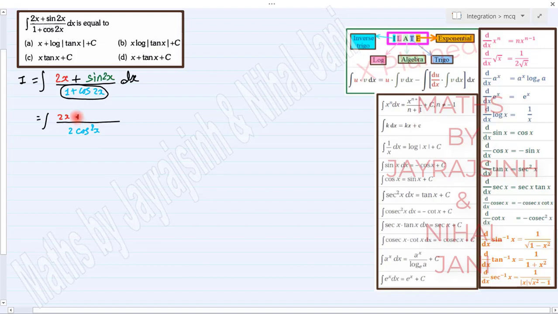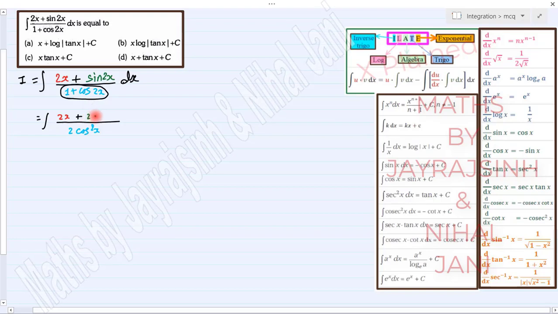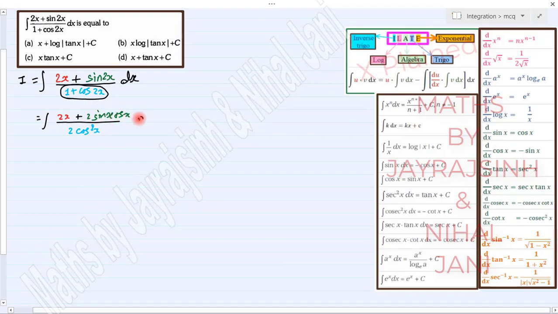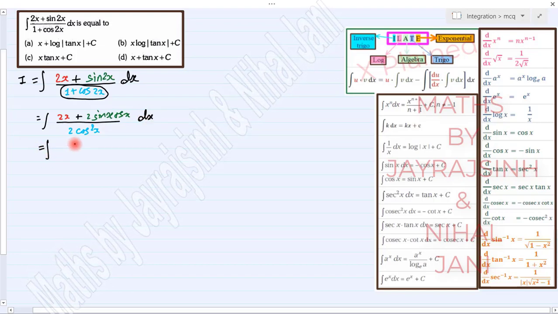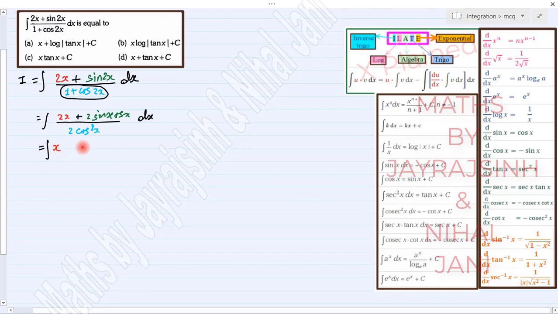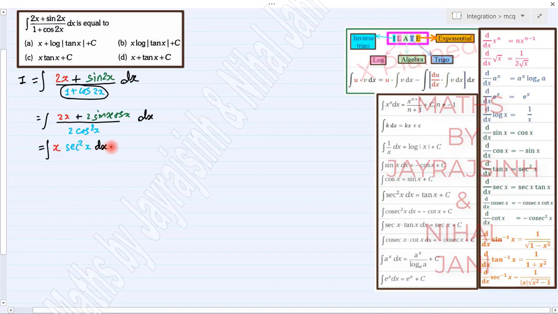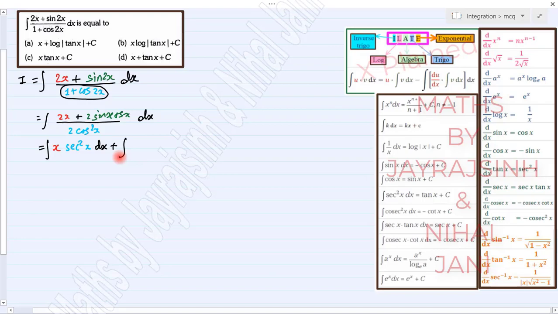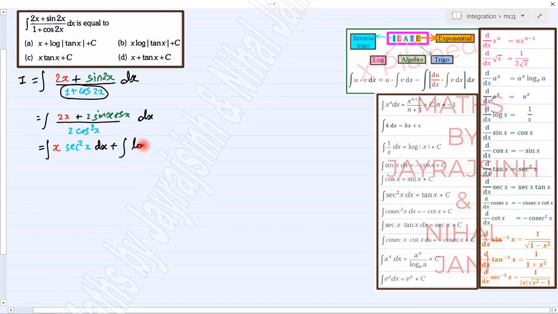So to maintain the same angle, we have to simplify sin 2x also. It can be simplified as 2 sin x cos x. For further simplification, let's give individual denominators. So in the first term, we will get x upon cos square x, or we can say x into sec square x. And in the second term, one power of cos will cancel out. We will get sin by cos, which will convert into tan x dx.